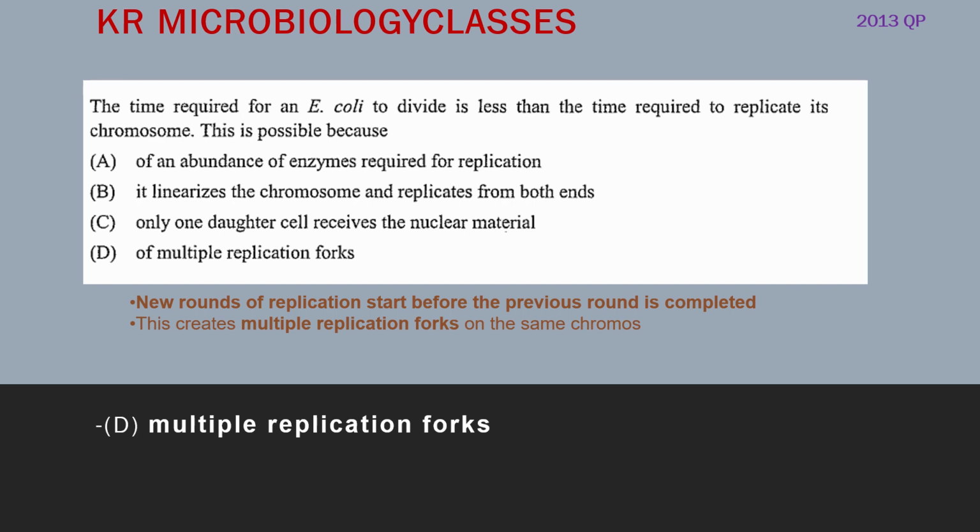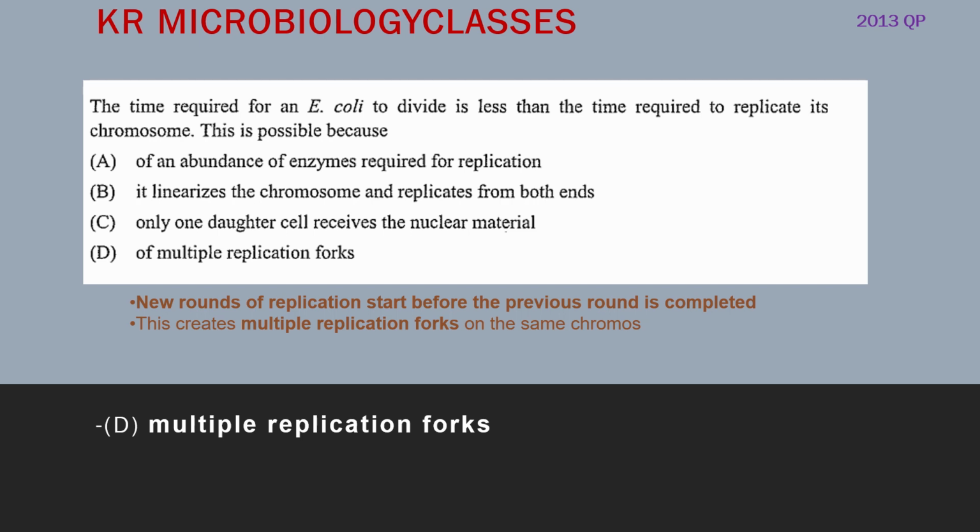See here the options. Option A, an abundance of enzymes required for replication. Option B, it linearizes the chromosome and replicates from both ends. Option C, only one daughter cell receives the nuclear material. Option D, multiple replication forks will be there, right? See here, this E. coli contains a circular DNA, right? So see the explanation here. New rounds of replication start before the previous round is completed. So this creates multiple replication forks on the same chromosome.